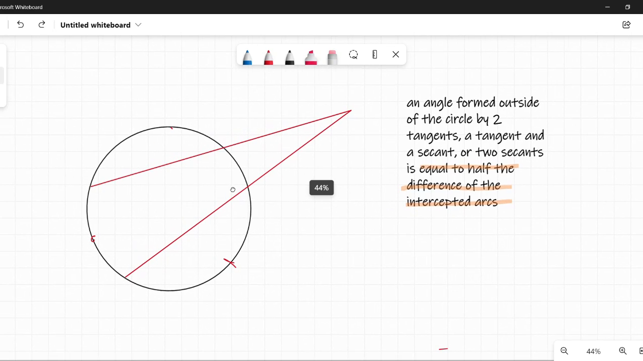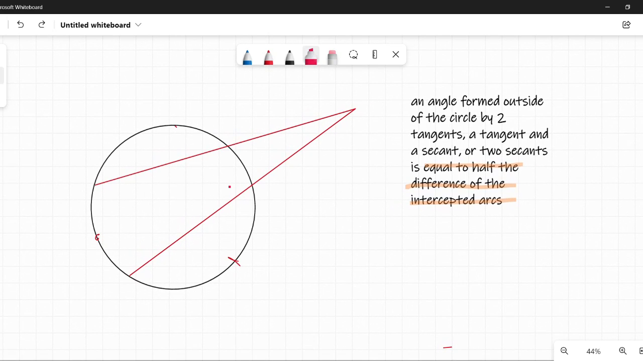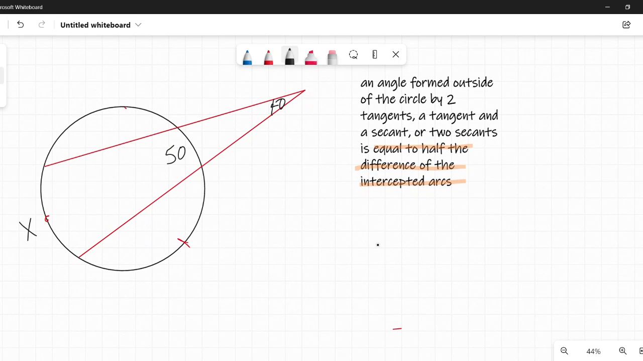So I have some sample questions. Here's one. This is a more straightforward one. Let's say they gave you, and they said this was 50, and this out here was 40. What is this one? This isn't too complicated of an algebra problem, but we're solving for x. It is an algebraic problem. We're just going to set up the equation based on what we know.